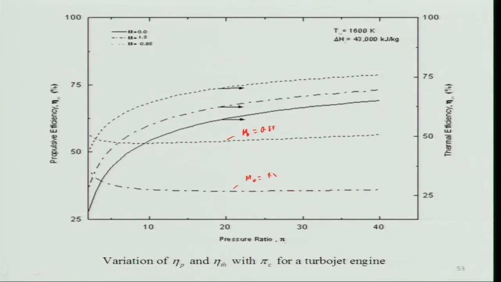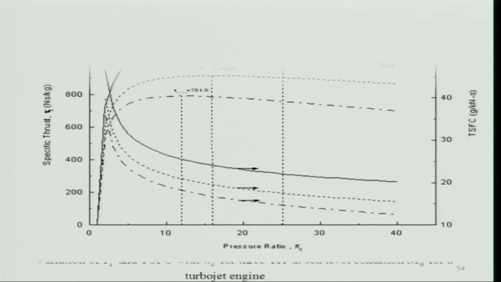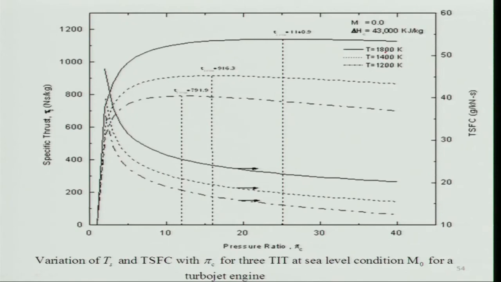And thermal efficiency goes on increasing from the lower pressure ratio to higher pressure ratio. You will get a lower thermal efficiency in case of zero flight Mach number, and when you increase it to 0.85, you will get a higher thermal efficiency, and at 1.5 it will be higher still, from the energy utilization point of view. So now I will look at the effect of temperature ratios, which has similar views. You can see this has the highest temperature, 1800 Kelvin. So you need a higher pressure ratio to get a higher specific thrust, and as the temperature decreases, you get a lower specific thrust, with the maximum specific thrust at lower pressure ratios, right?